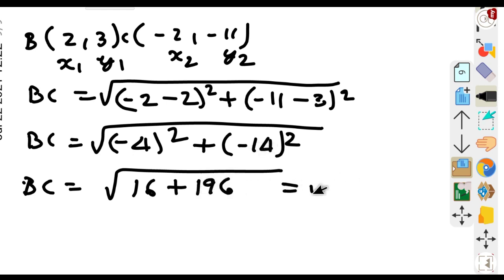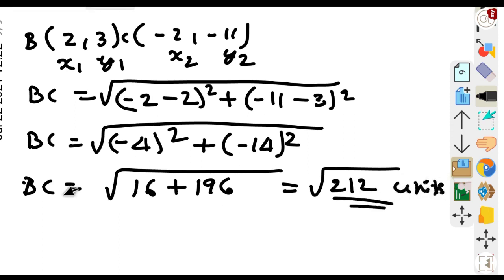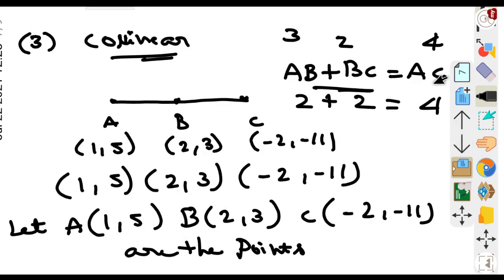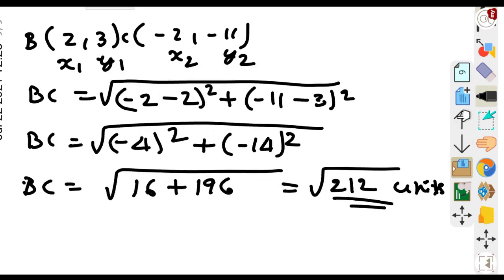So therefore if you add this, 196 plus 16 is 212. Okay, so therefore 212 units. Now this is the answer for BC. Okay, next we need to find the distance between AC.